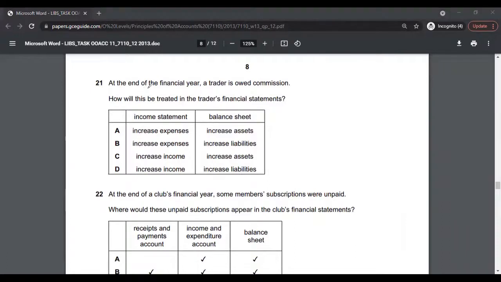Multiple choice 21. At the end of the financial year, a trader is owed commission. That basically means the trader will receive commission. How will this be treated in the trader's financial statements? Income statement, increase income, balance sheet, increase assets. Yes, the answer to multiple choice 21 is C.